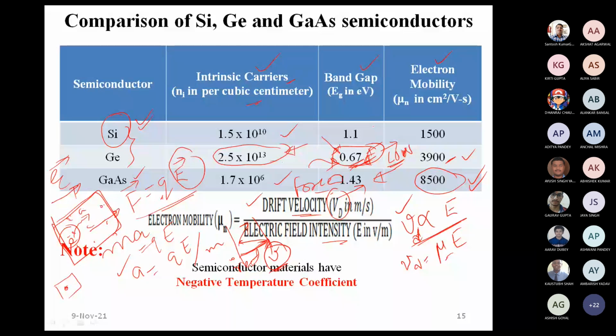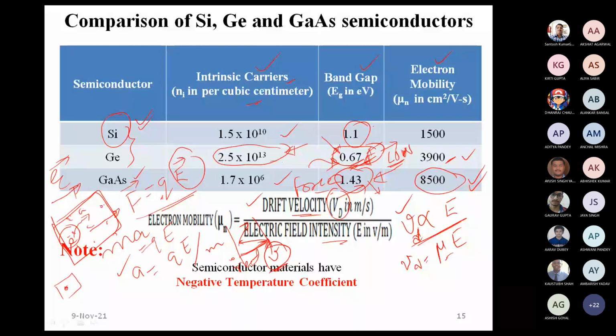So if we want more control, then we can have a somewhat larger energy band gap, like 1.1 or 1.43. If we try to increase it even more, the required voltage will be high to make the charge carriers appear.